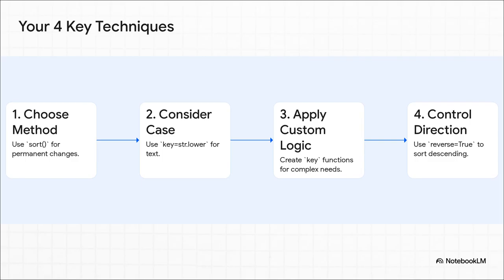1. Start with the basic .sort method. It's your workhorse. 2. If you're dealing with text, always consider case sensitivity and use key=str.lower if you need to. 3. If you need some crazy custom logic, that's your cue to create a key function. And 4. To flip the order, just toss in reverse=True. That's it. That's the whole game.